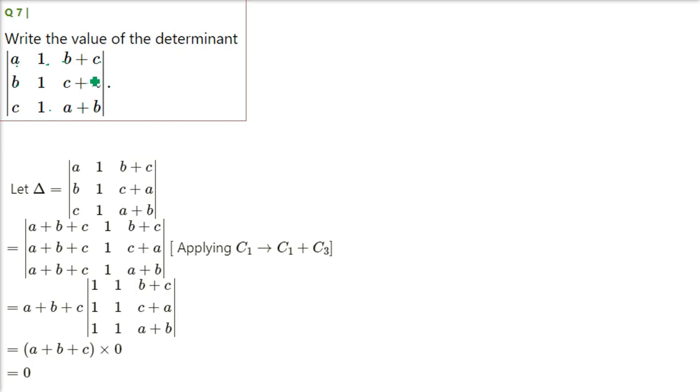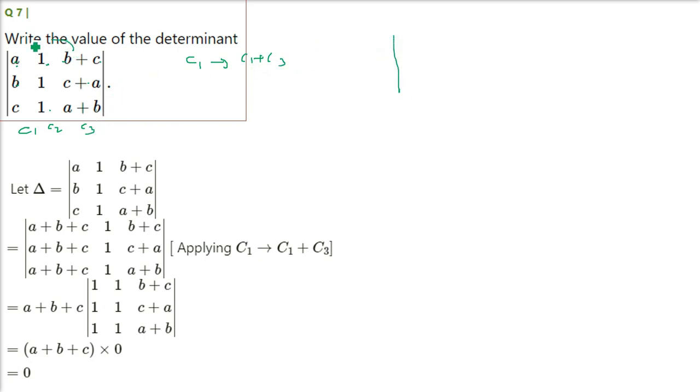Now we can take A plus B plus C plus 1 outside. You will get 1 1 1, 1 1 1. It is the column 1 and column 2, that will be 0. So this is one way. Rather than adding all 3 columns, if we add column 1 and column 3, that also will solve our purpose. Same thing. So we'll add column 1 and column 3.